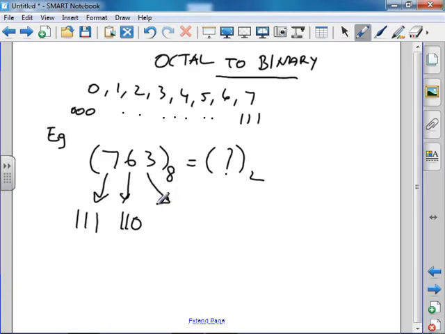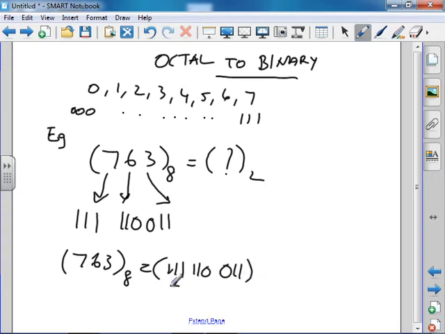3, its equivalent binary number is 1 1. So it should be in 3-digit form. So add 0 in front of the number 1 1. So how have I written this? What is the equivalent binary number of 763? 763 to the base 8 is equal to 111 110 011.